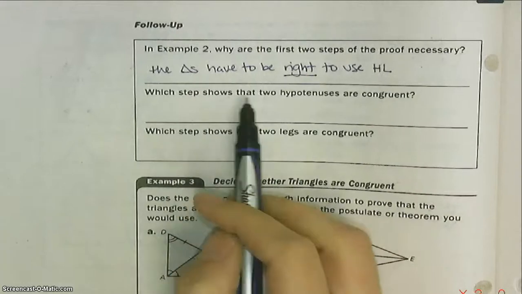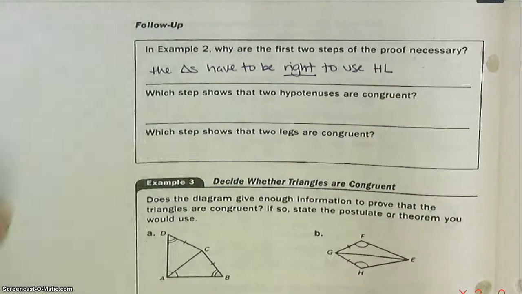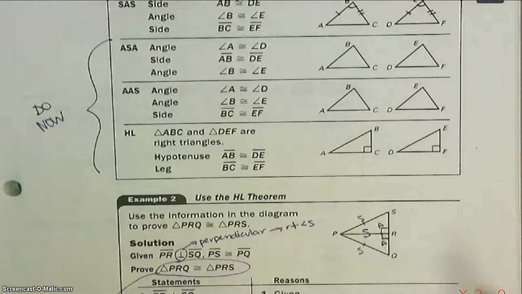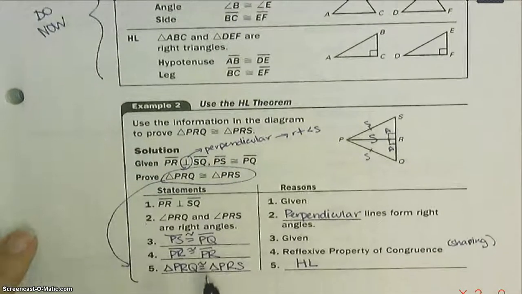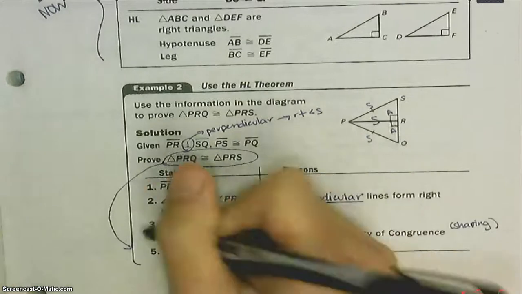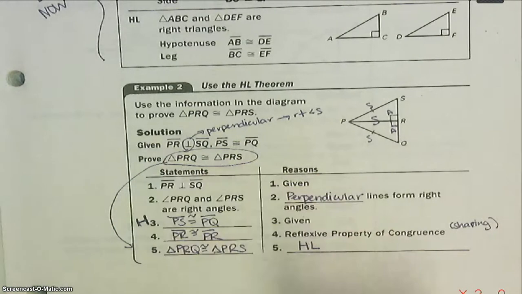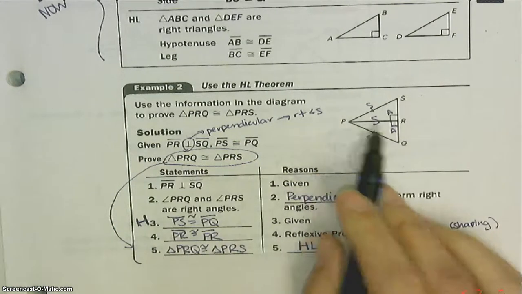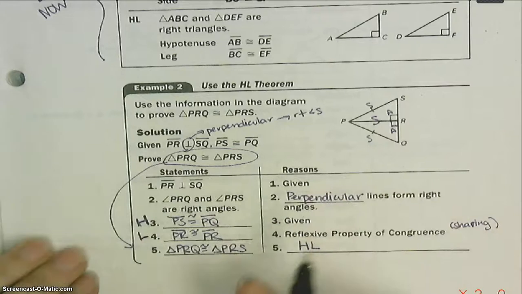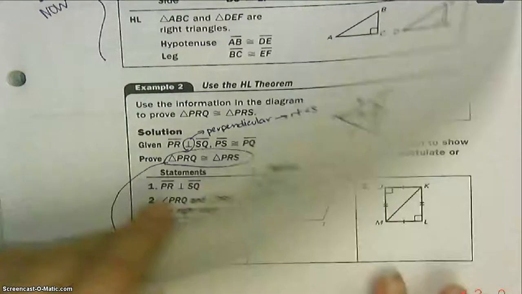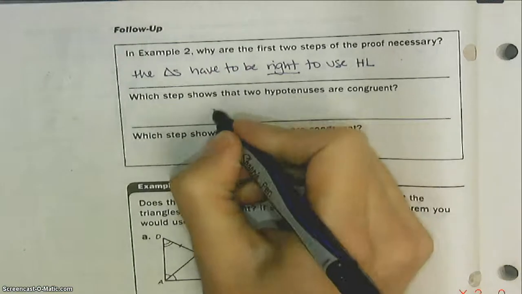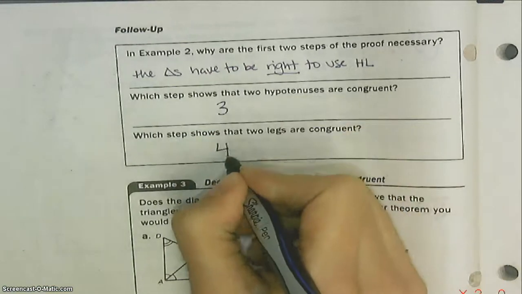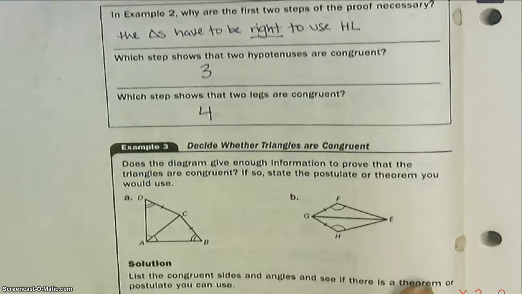Which step shows that the two hypotenuses are congruent? Well, let's see. Where do we talk about the hypotenuse? Well, the hypotenuse is PS and PQ, that's right here. This is where we talk about the hypotenuse. And PR is where we talk about the leg. So step 3 is the hypotenuse, and step 4 is the leg.